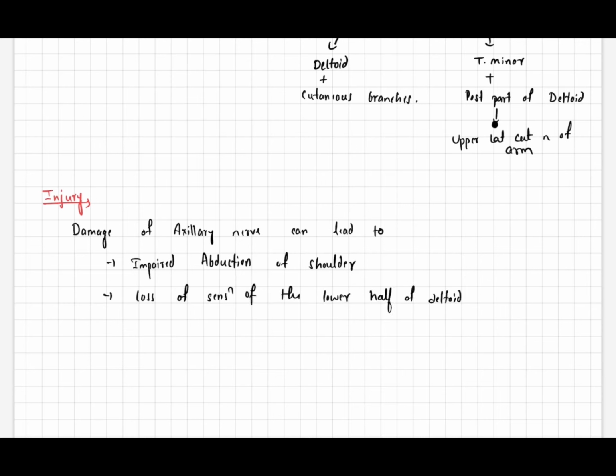Damage to the axillary nerve can lead to impaired abduction of the shoulder due to paralysis of the deltoid muscle, loss of sensation of the lower half of the deltoid, the regimental patch, and loss of shoulder contour with prominence of the greater tubercle of the humerus.